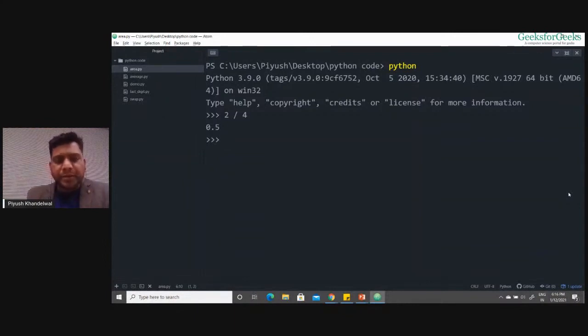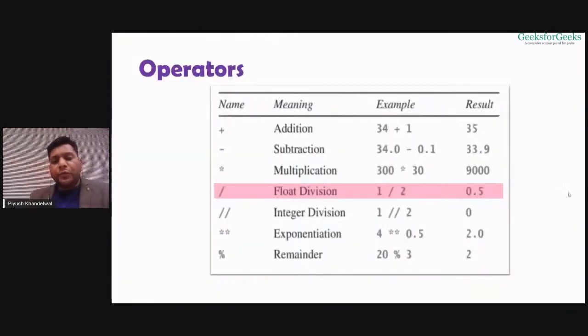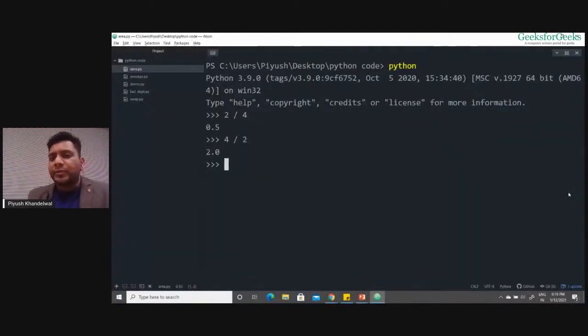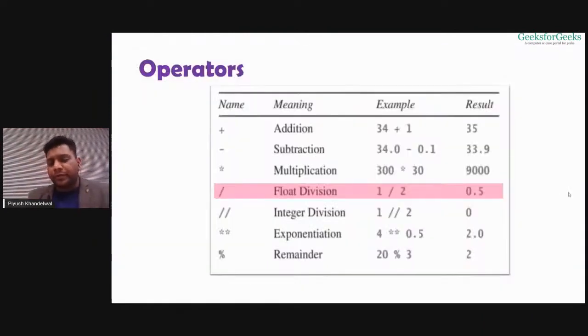Now you tell me what should be the result when I type 4 divided by 2. You must be expecting 2. See, but it is giving me 2.0 because this single slash is actually the float division, as you can see. So the answer is always going to be a floating point value, right? So if it is 2, it will give you 2.0. The answer of float division, or single slash, is always going to be a floating point number, right? So that's why it is called float division.